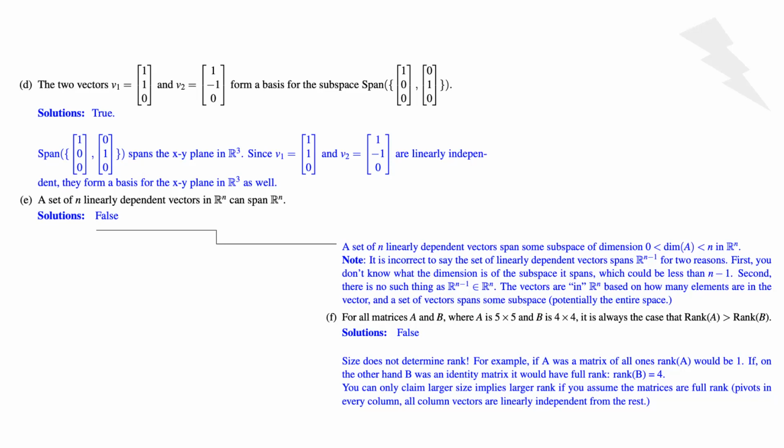So it says you can only claim larger size implies larger rank if you assume that the matrices are full rank. And once again, the definition of full rank is that when you're in reduced or echelon form, there are pivots in every column, and all the column vectors are linearly independent from the rest of the vectors. So yeah, that is about it for this problem.